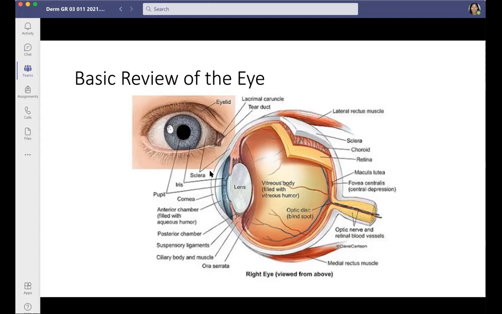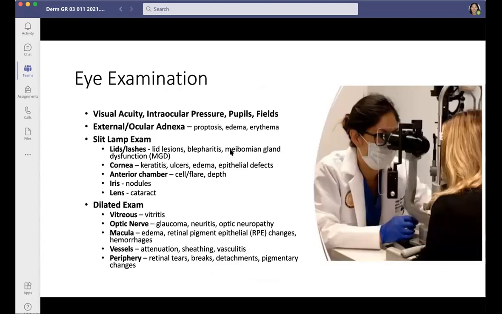And so, as ophthalmologists, a lot of our work is physical exam based. We do have a lot of ancillary imaging and testing available, but the core of our evaluation is still a physical exam and looking at the different layers of the eye to be able to detect pathology and do our diagnostic evaluation. So our eye examination will include visual acuity, intraocular pressure, looking at the pupils, and then visual fields. We often call these our ophthalmology vital signs.